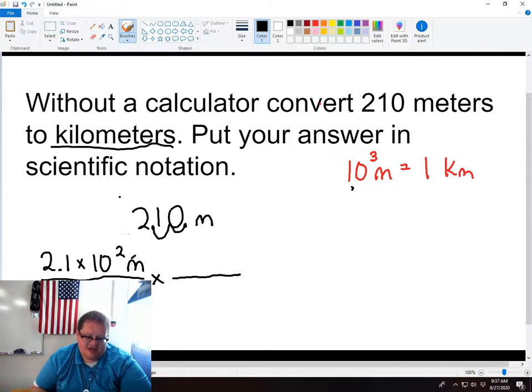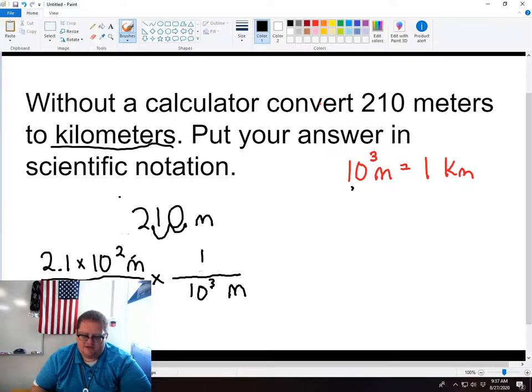So if I want to get rid of meter, where would it have to go over here so that it would cancel out? And of course, it would have to be on the bottom. If it was on top, it would be meters times meters, which would be meters squared. We want meters down here. So because I know meters goes down here, now I know what number goes down here, right? Because I'm just recreating this. So 10 to the third goes beside meter.